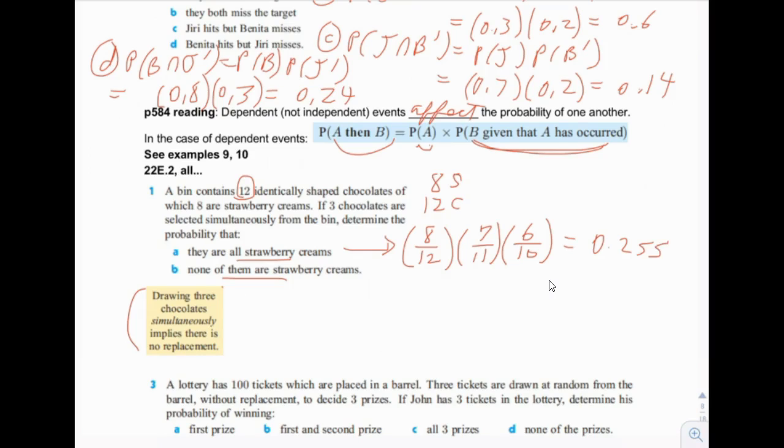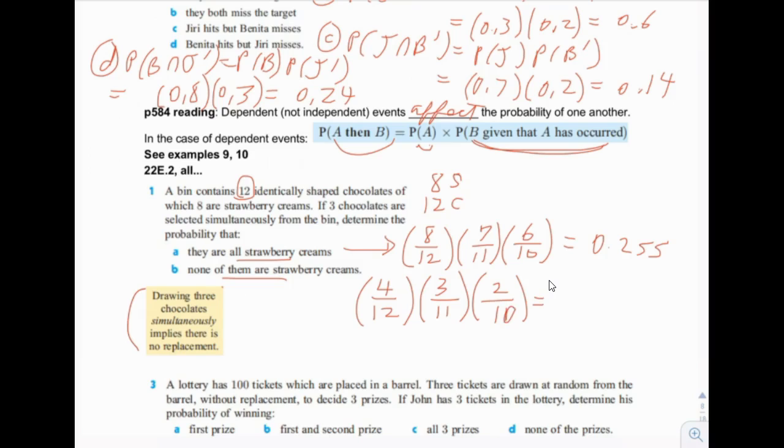What is the probability that none are strawberry creams? Okay, so this would be kind of the opposite. The first draw, if it's not going to be a strawberry cream, then there's 4 chocolates that are not strawberry cream, so you'd have to pick those 4 out of the 12. Then the next draw, you also want not strawberry cream, so there's only 3 left, and there's only 11 total left. And then finally, on the last draw, there's only 2 not strawberry creams left. You pick 2, and then it's out of a total of 10, right?